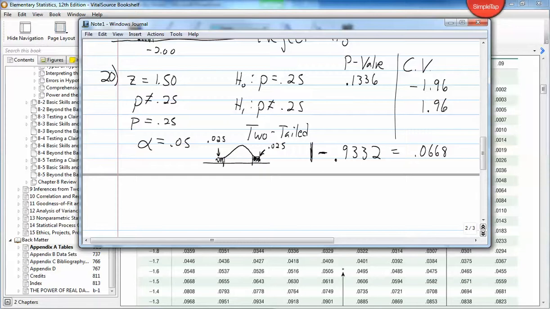And so, would we reject or fail to reject? If we look at our p-value, the p-value is larger than the significance level. Since the p-value is larger than the significance level, we fail to reject H sub 0.